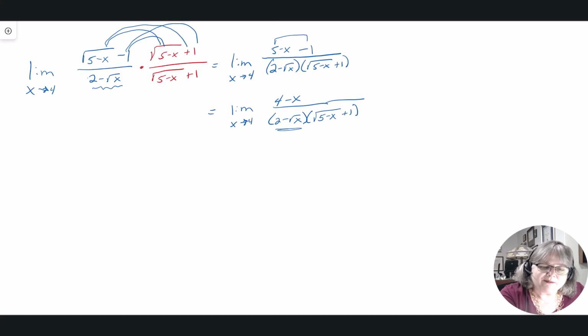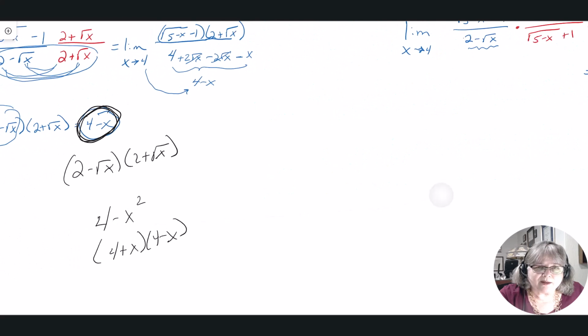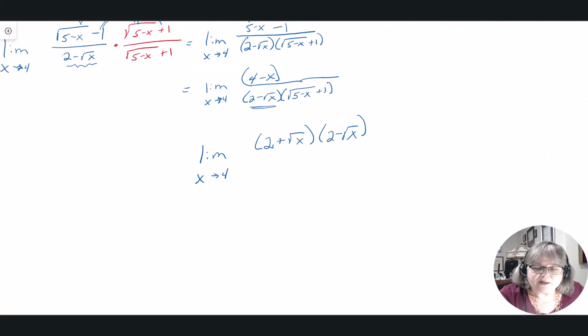Here we go. Let's try this again. The limit as x approaches 4. So 4 minus x, I'm going to factor that down, and it's 2 plus the square root of x times 2 minus the square root of x. Those are its factors. We're not multiplying it by anything. We're factoring it over 2 minus the square root of x.